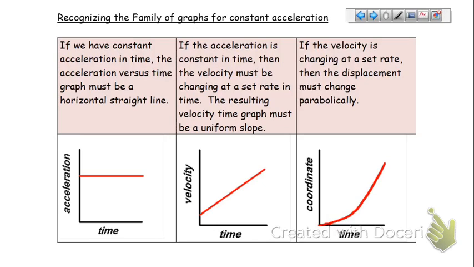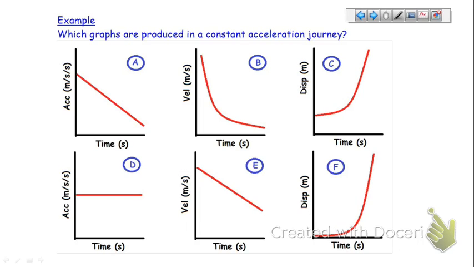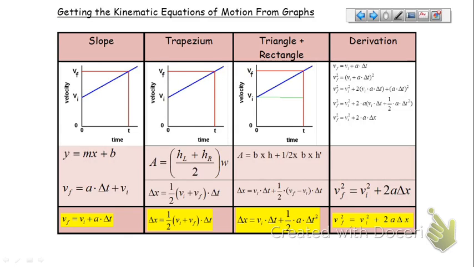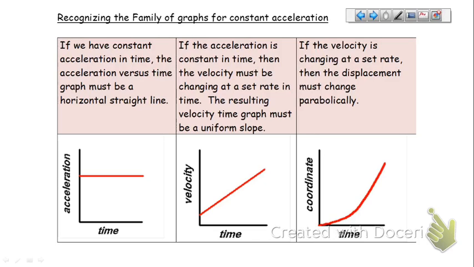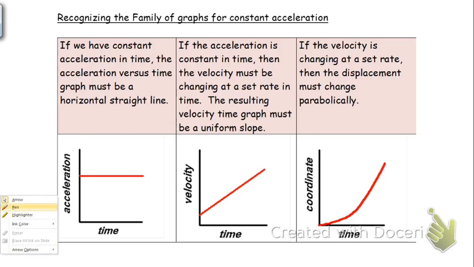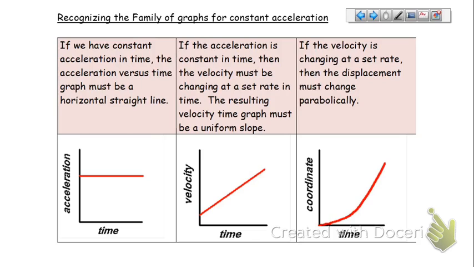So this is a family of graphs. And remember what we said last time, you've always got to look at the axes. So I have an acceleration versus time graph. Sorry, I did almost everything apart from getting my pen sorted out. Let's get my pen working. So this is an acceleration versus time graph, and this is a velocity versus time graph, and this is a coordinate or position or address versus time graph.